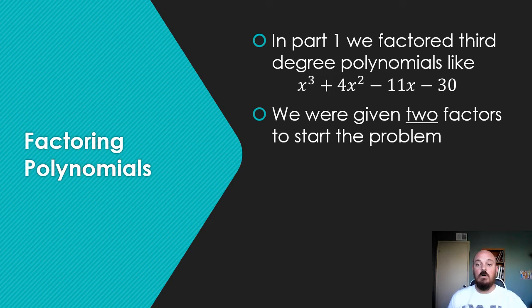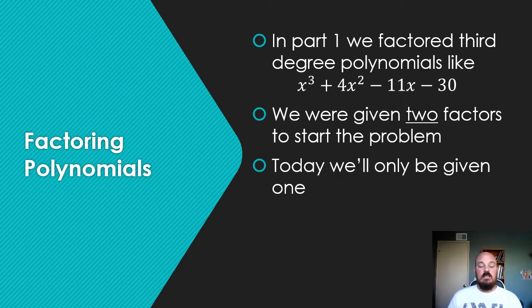Now what I did in part one is I gave you guys two factors, and we practiced using synthetic division. So we did synthetic division to divide out the first factor I gave you. We chained it, did it again to divide out the second factor I gave you, and then what was left over is the third factor. Now what's different for part two is I'm only going to give you one. Instead of me giving you two parts of the answer and asking you to find just that third factor, I'm going to give you one of the factors, and you guys are going to have to try to find the other two.